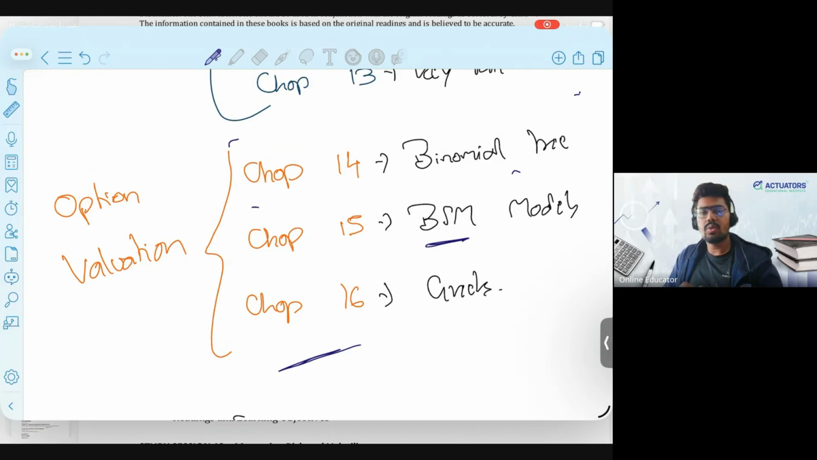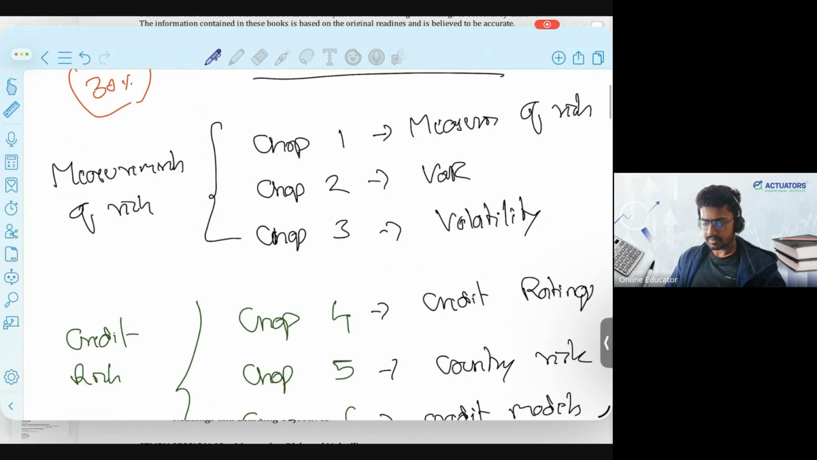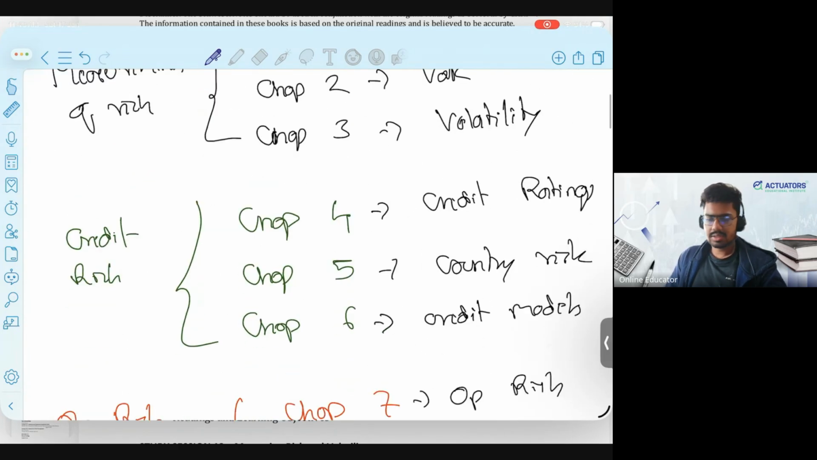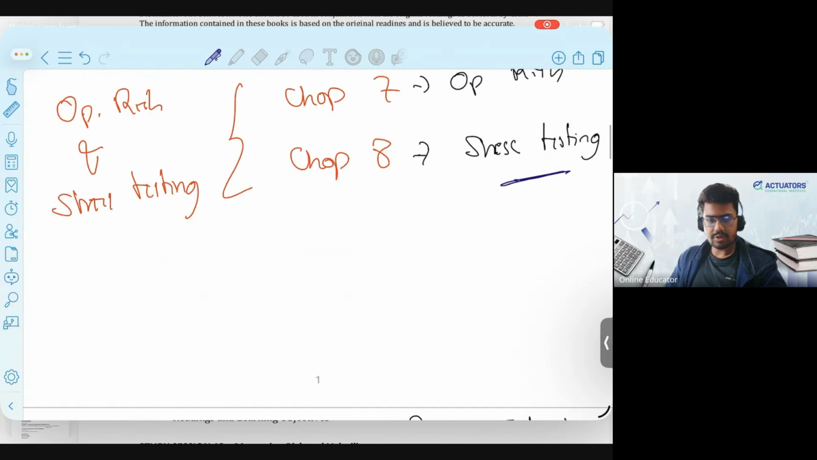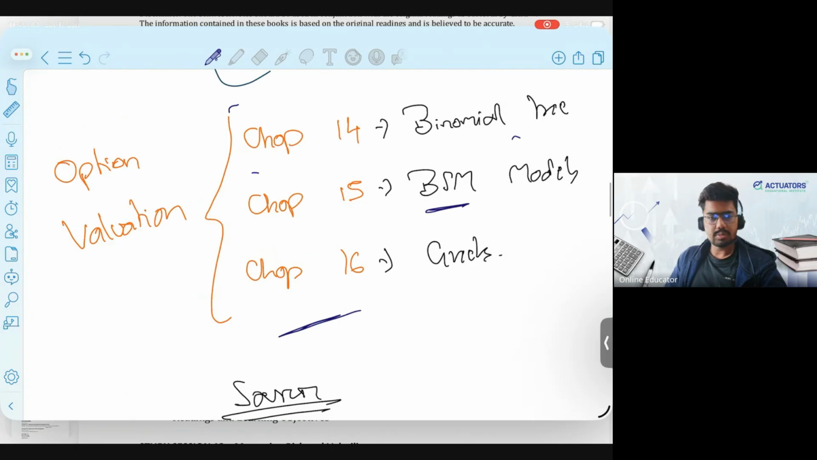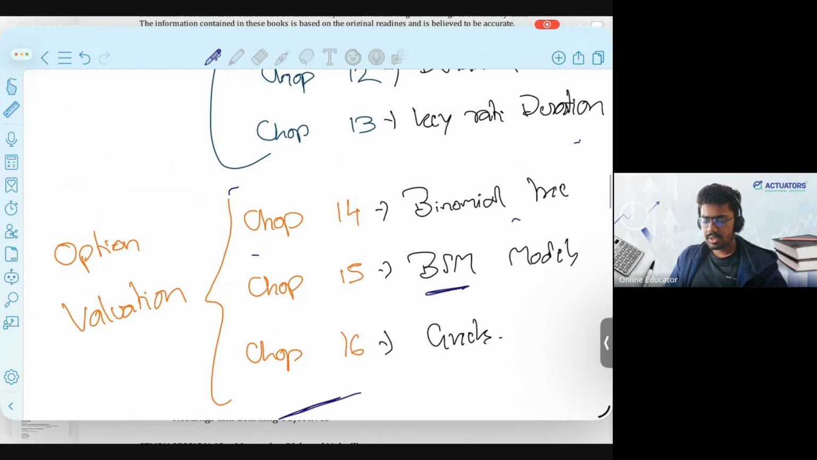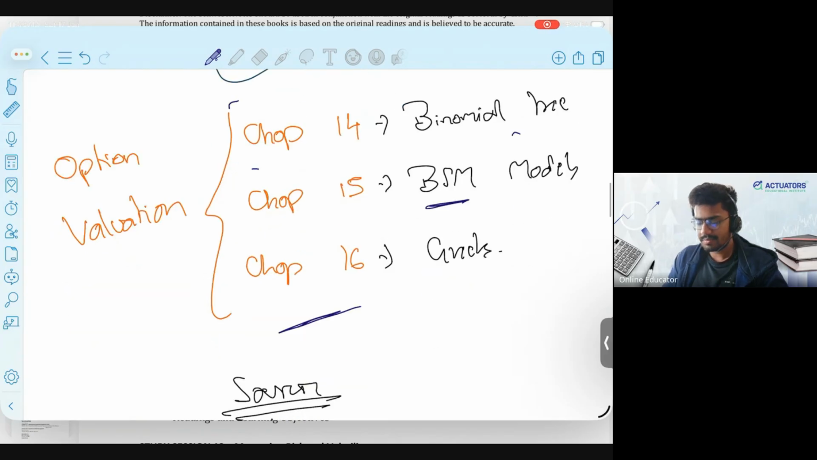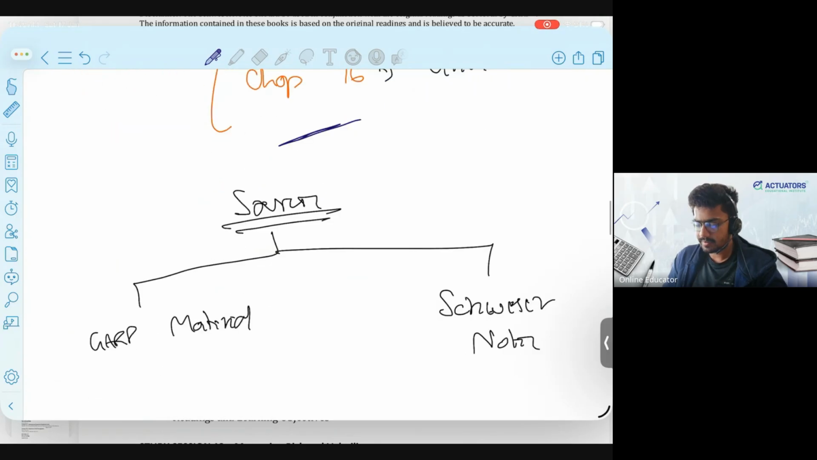So this is how the whole book 4 is split into 5 different categories. First is measurement of risk, second is credit risk, third is operational and stress testing, fourth is fixed income valuation, fifth is option valuation. So pretty simple, right? We have 5 different categories to learn from, and yes, there are 16 chapters, but these are good and interesting.